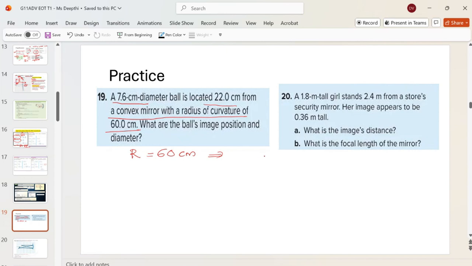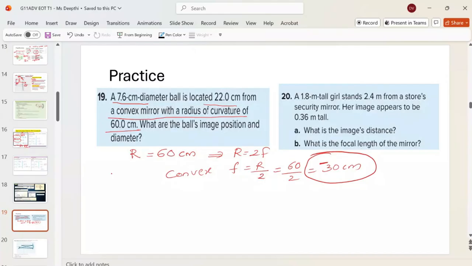The relation between f and r is r equal to 2 times f. So f is equal to the radius by 2, which will give you 60 by 2, that's equal to 30 centimeter as the focus. So first you have to find the focus. But since it is a convex mirror, make sure to put the f as negative. So you will be using f as negative 30 centimeter. That's very important.